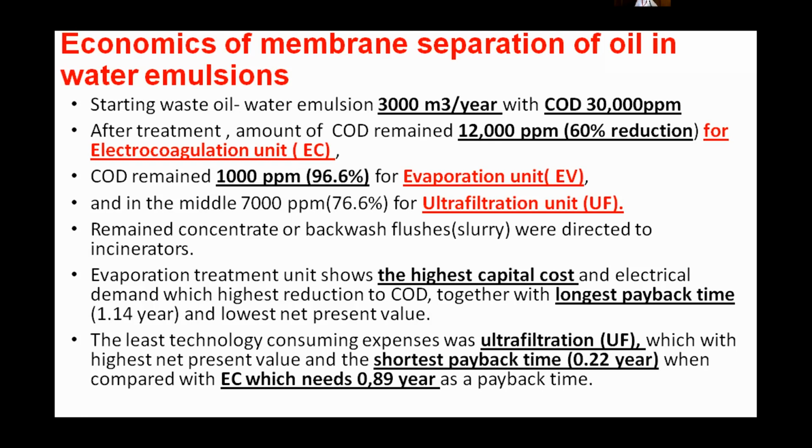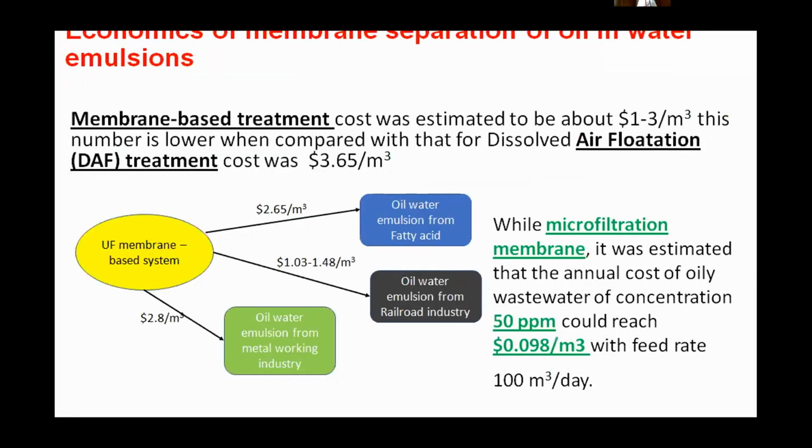If we put here the percentage removal, we can see that the percentage removal for the electrocoagulation is about 60%, and the ultrafiltration is 76%. This means that it's already a promising technology to be applied. Also here, by comparing the membrane-based technologies with the dissolved air flotation, we have found the cost for the membranes from $1 to $3 per meter cube, while for the DAF treatment it is about $3.65 per meter cube.